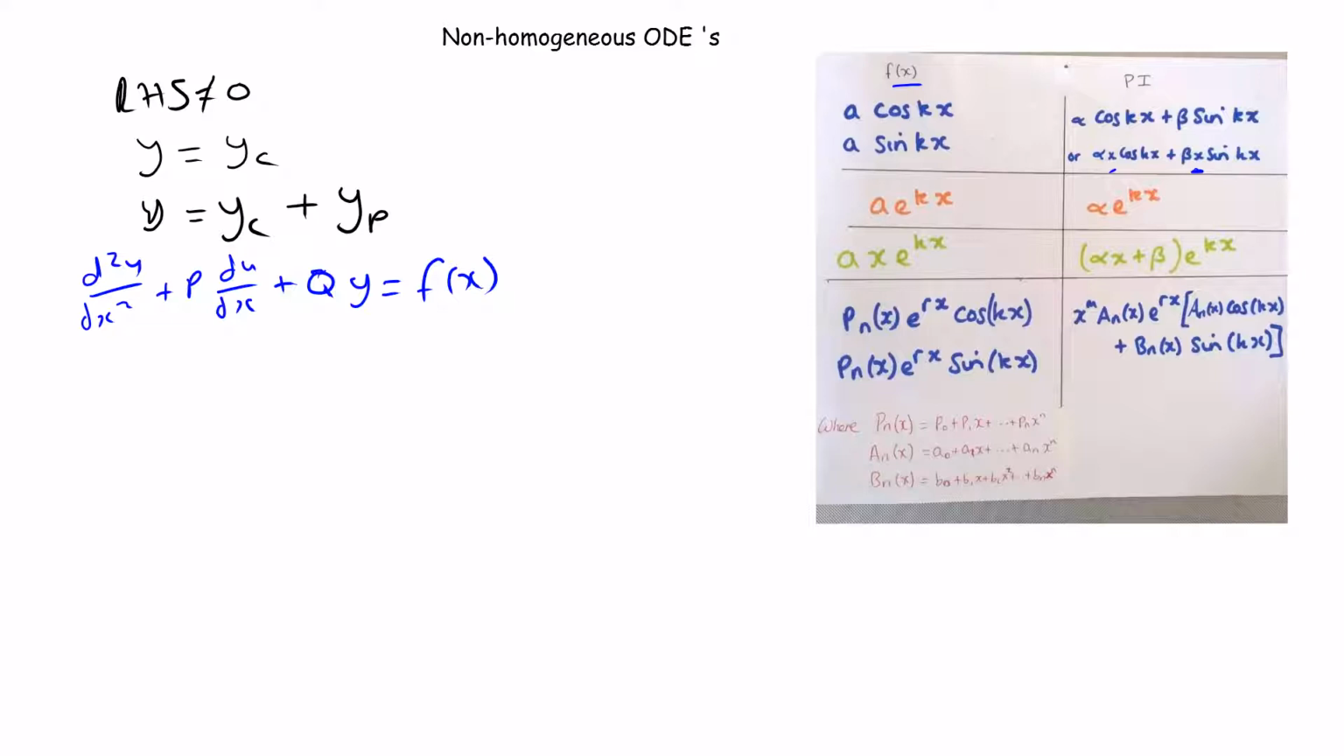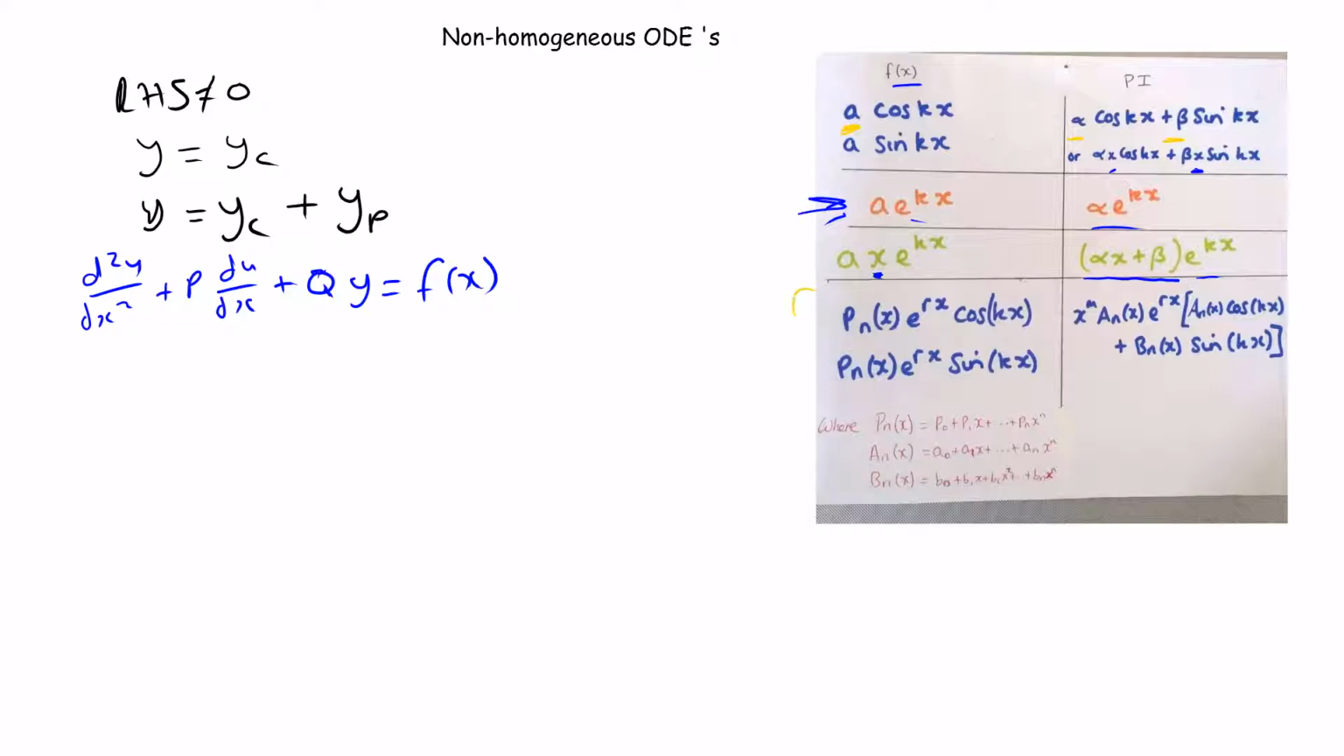The other functions we could have is an exponential, so again we'll just have a simple exponential, or if we have our function exponential multiplied by x, then we will have a polynomial multiplied by our exponential. Just have a quick notice about the differences. In the first with trigonometric, we've got a here, and then we've got alpha and beta. So we will have to work out what alpha and beta are from the ODE.